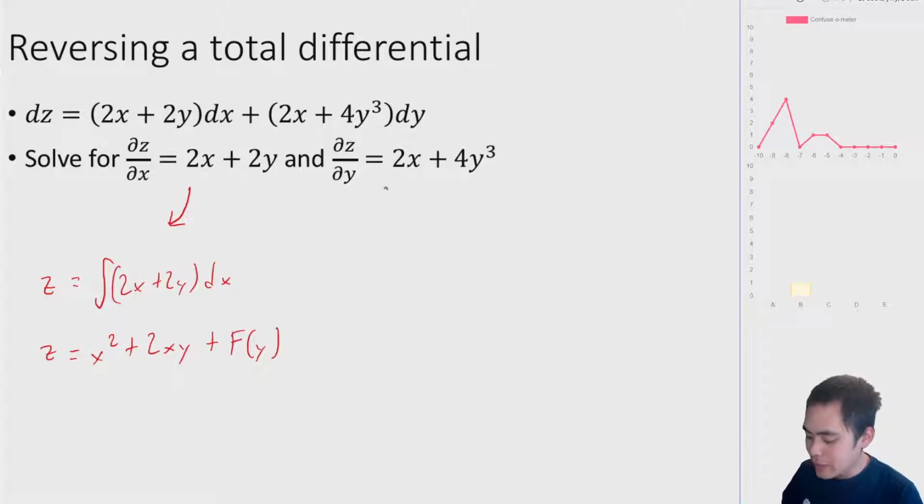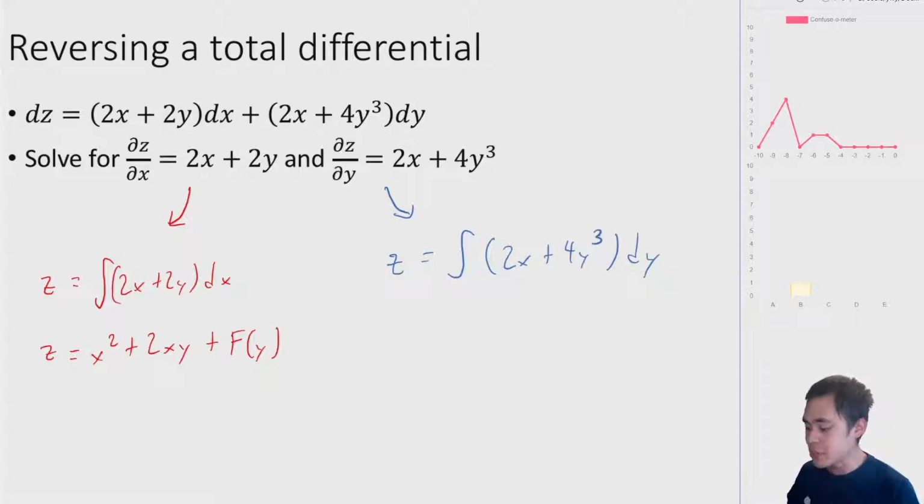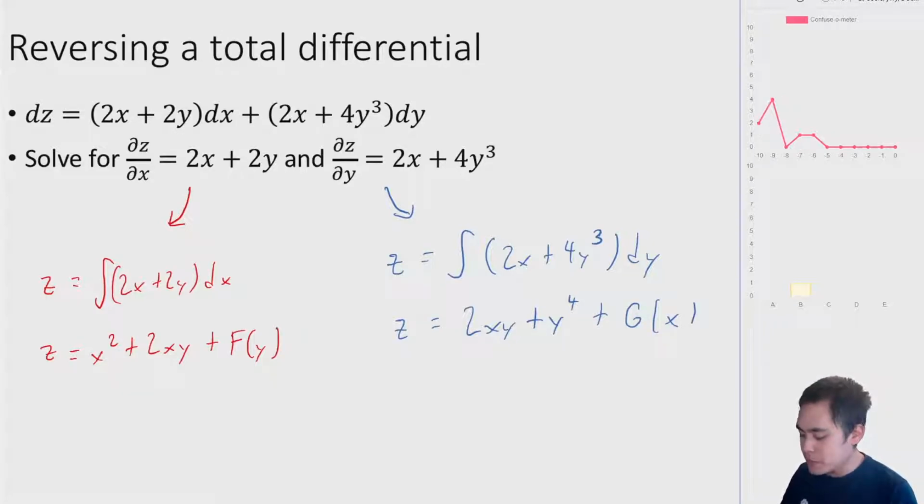On the other hand, we have this other integral that z also needs to satisfy. So z is also equal to the integral of 2x plus 4y cubed dy, where x is treated as a constant. So z is also equal to 2xy plus y to the fourth, but x here is a constant, and so there's some other function g of x. So now when we're actually computing for z, we need to combine these things together.